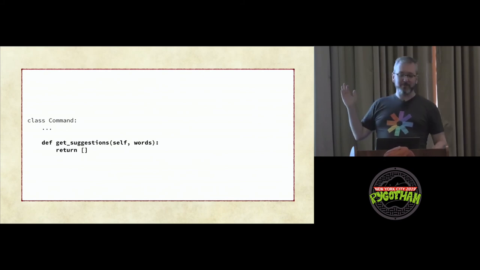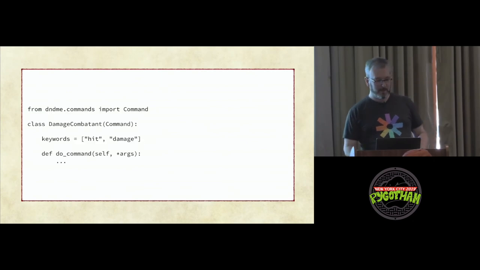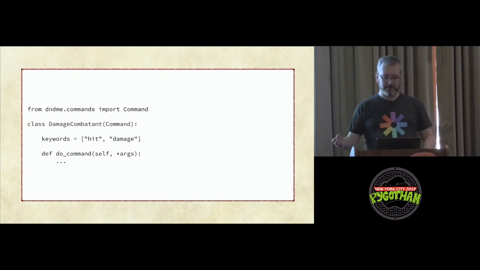Great, so now we need to make our commands class know that it can offer suggestions. So we'll start with the base class, giving it a basic get suggestions that returns an empty list. But say we have a command like damage combatant that can do damage to one or more people in the game or creatures in the game.